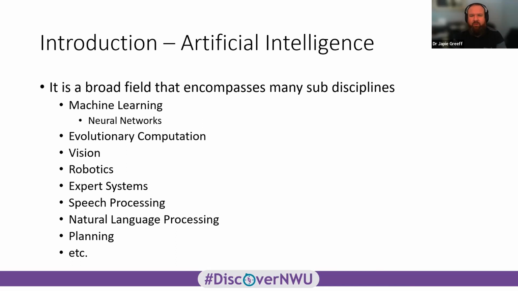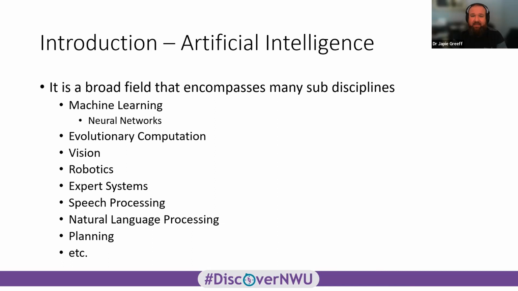But you've also got evolutionary computation, computer vision, robotics, expert systems, speech processing, natural language processing, planning and logistics. And even in that, you've got further fields that you can look at in terms of the application to things like games. There are just so many fields that are encompassed by this discipline. But the one we're actually going to be looking at is machine learning specifically.